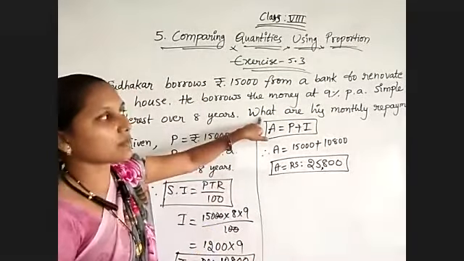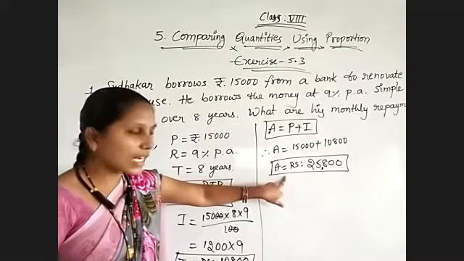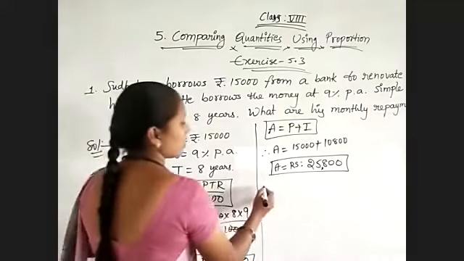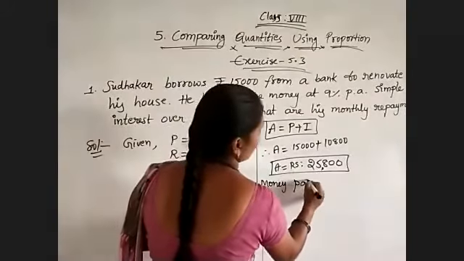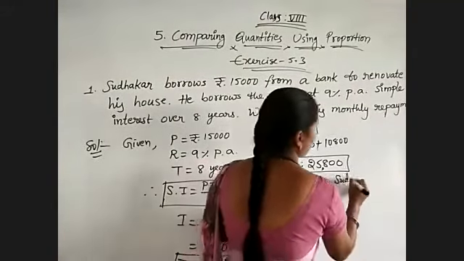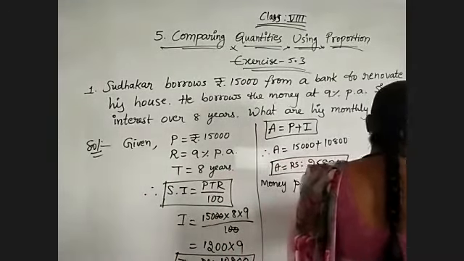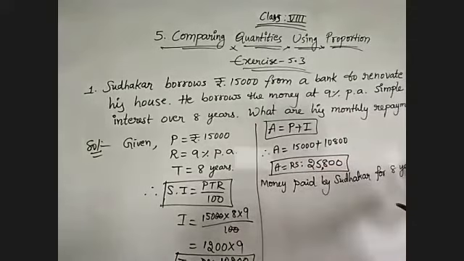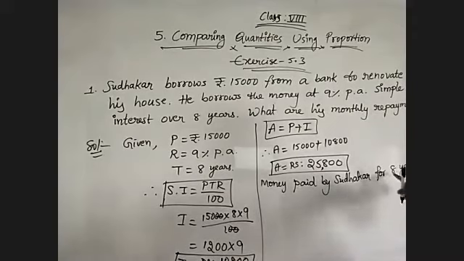But what are his monthly repayments they are asking? Means for 1 month, how much amount he needs to pay? See, this is for 8 years. Money paid by Sudhakar for 8 years is 25,800 rupees. But we need to find out for 1 month. For 1 year, 12 months are there. For 8 years, 8 into 12 months.